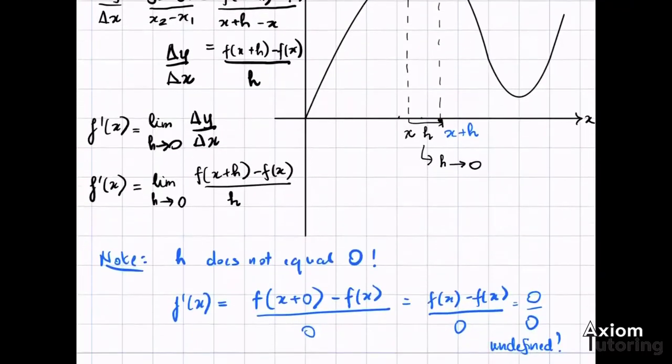Okay, so in the next video, we're going to go through some examples of applying this definition of a derivative from first principles.